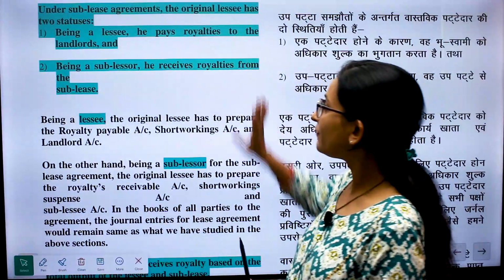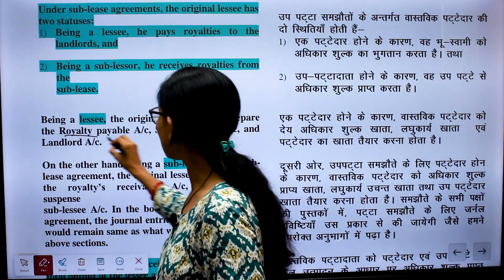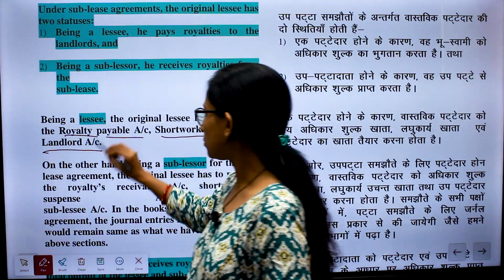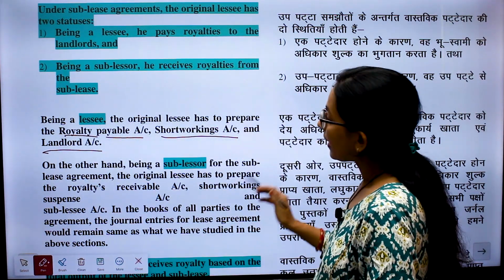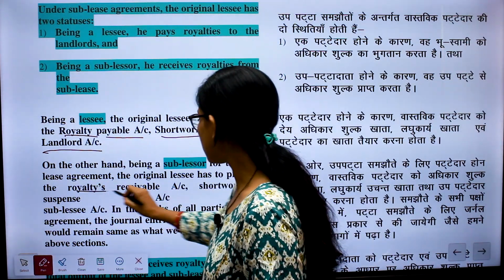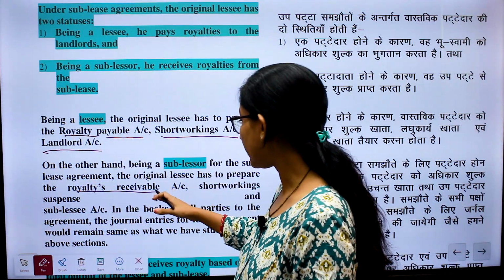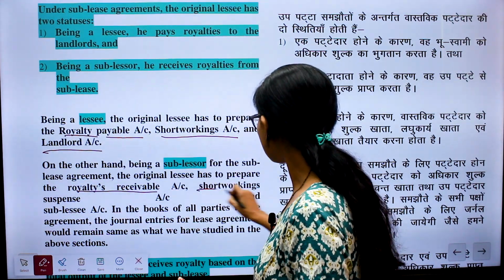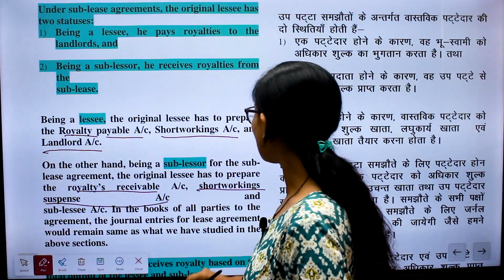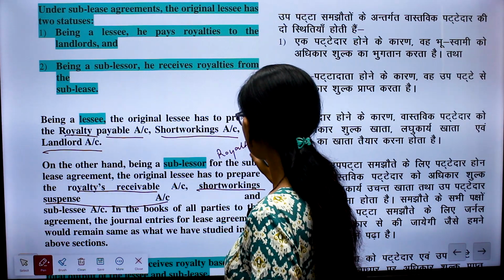Now in the books of the lessee, meaning the original lessee, we have to prepare the royalty payable account, short working account, and landlord account. And being a sublessor, he has to prepare the royalty receivable account, because he has to receive the royalty from the third party, and the short working suspense account. We can also call the royalty suspense account a royalty reserve account.